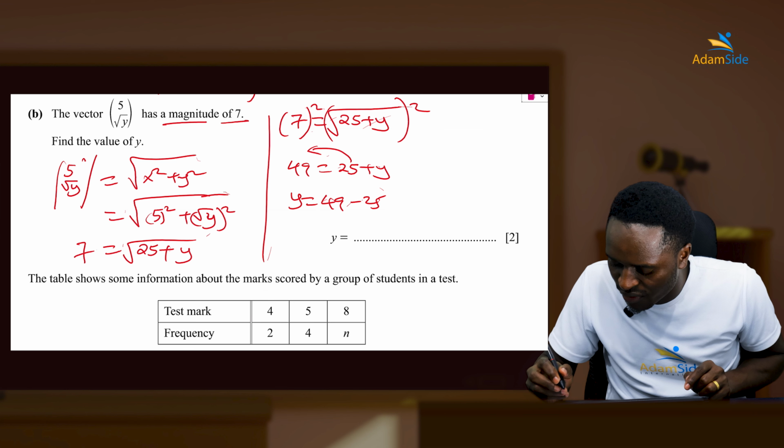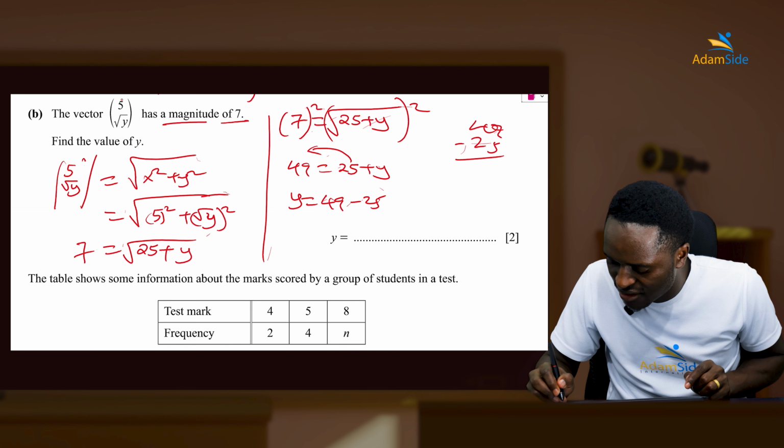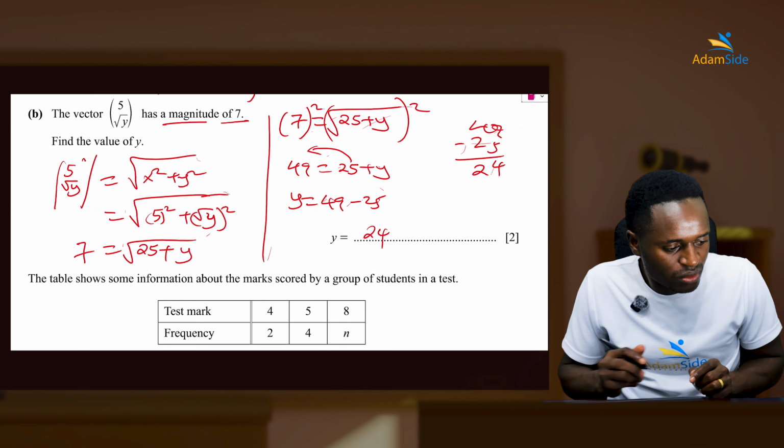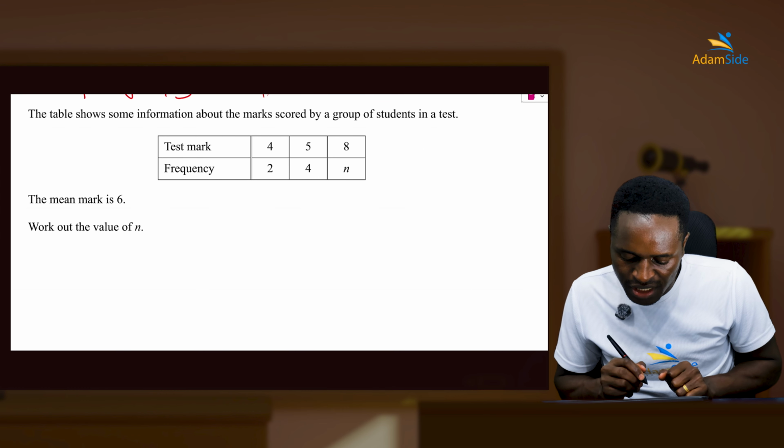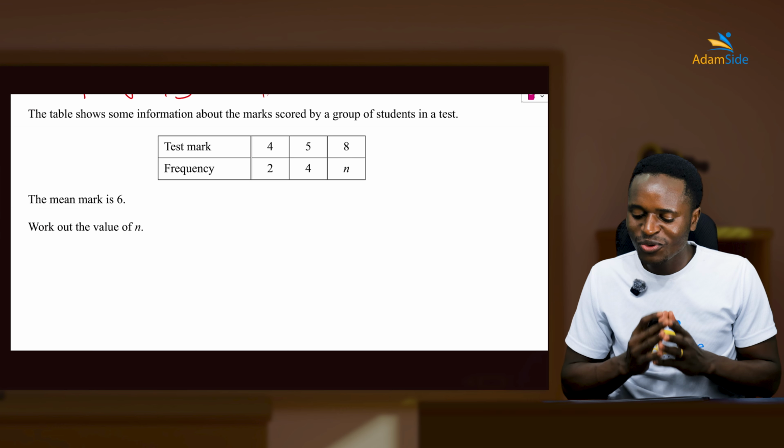So what do you get? 49 minus 25. 9 minus 5 is 4, then 4 minus 2 is 2. So y is equal to 24. Correct. Question number 9. The table shows some information about the marks scored by a group of students in a test.